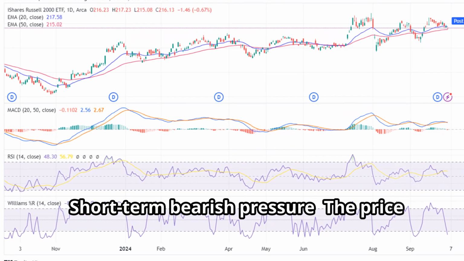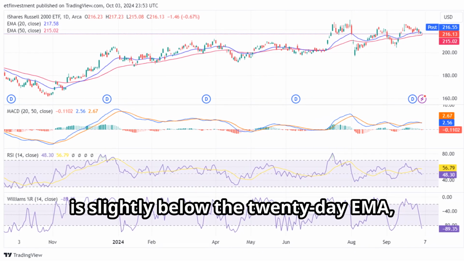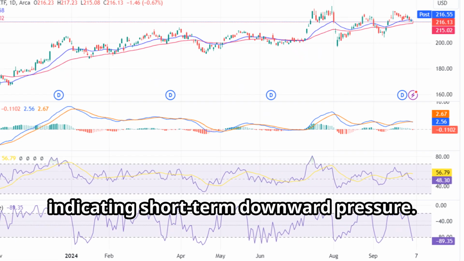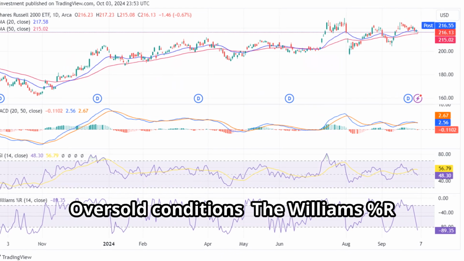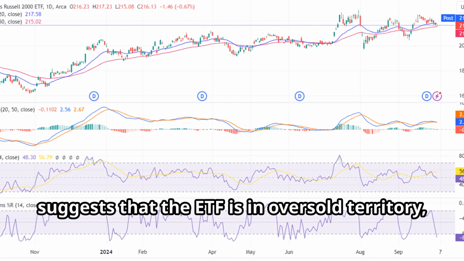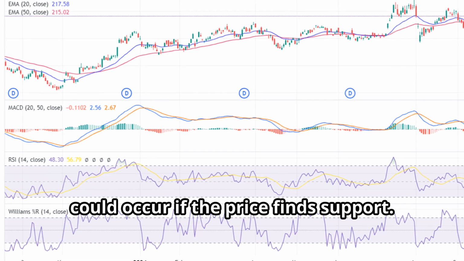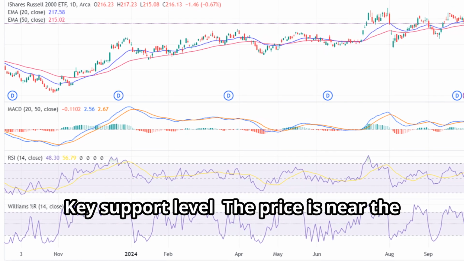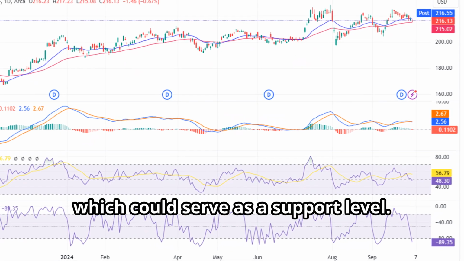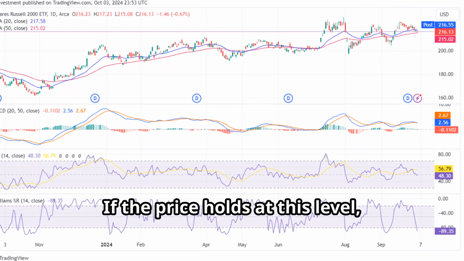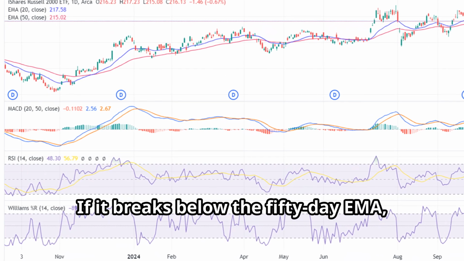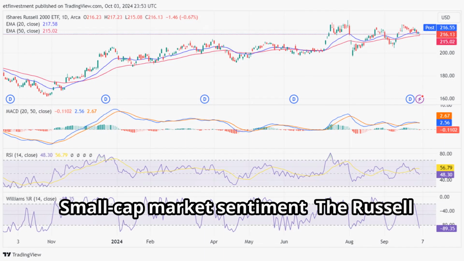Short-term bearish pressure. The price is slightly below the 20-day EMA, and the MACD is signaling a bearish crossover, indicating short-term downward pressure. Oversold conditions. The Williams %R suggests that the ETF is in oversold territory, meaning a short-term bounce or reversal could occur if the price finds support. Key support level. The price is near the 50-day EMA, which could serve as a support level. If the price holds at this level, there could be a potential reversal. If it breaks below the 50-day EMA, further declines could occur.